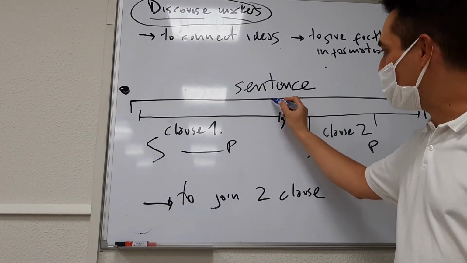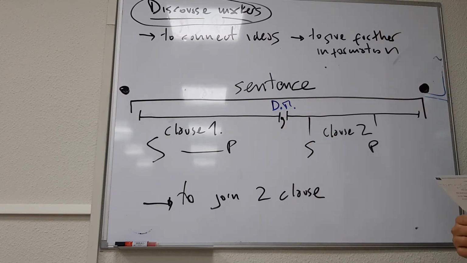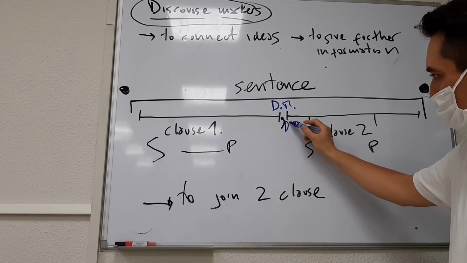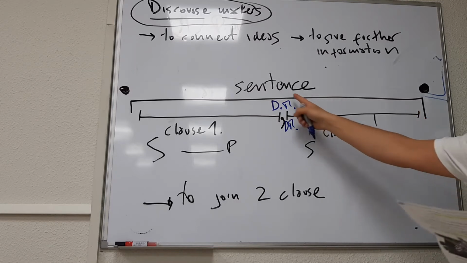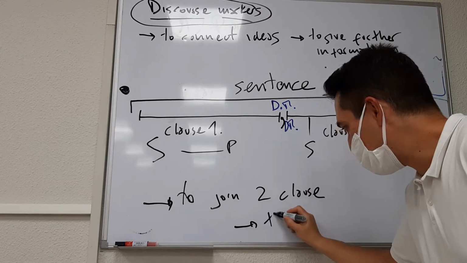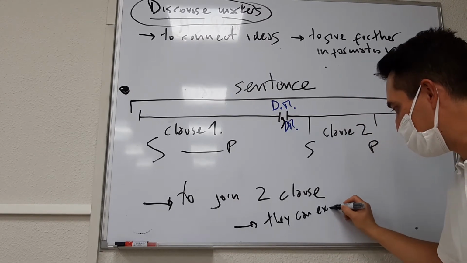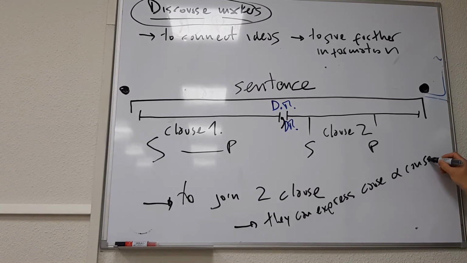So you can have a discourse marker here, in the middle. You can also have a discourse marker at the beginning of the second clause. And you can also have a discourse marker, sometimes at the end. But let's talk about the middle position first. It can express cause and consequence. This is the theory, okay? They can express cause and consequence.